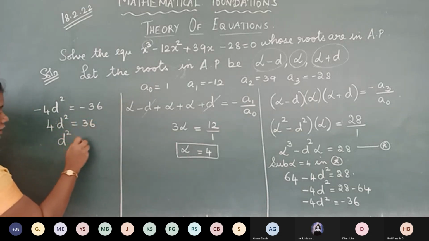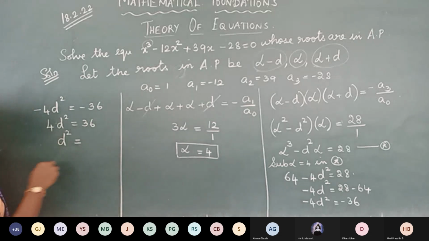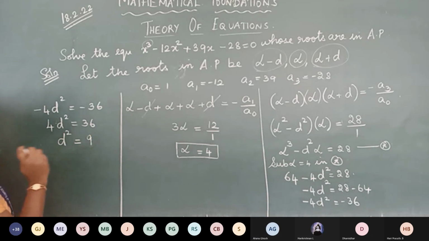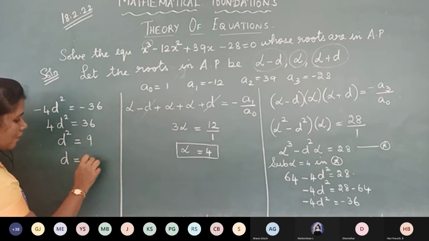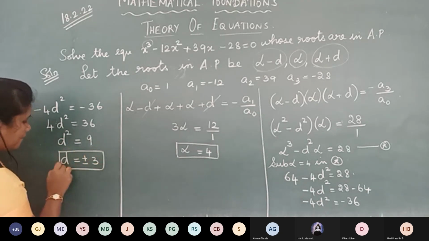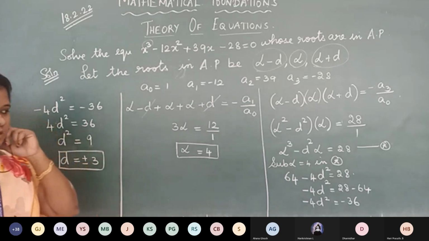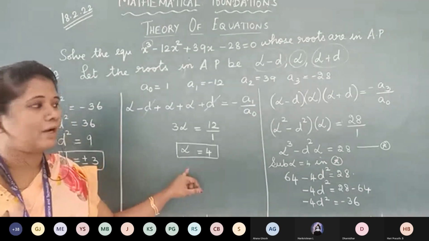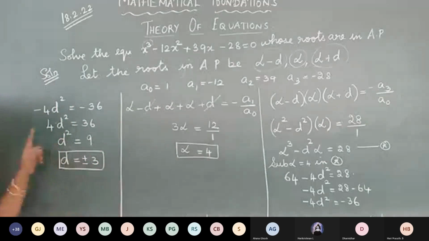Now you need only d, so you take this 4 down. 36 by 4, what do you get? 9. Very good. So d square is 9, and taking the square root, d is equal to plus or minus 3. Till here, did you understand? You're finding out your alpha, and after finding alpha, I'm multiplying it so that I will get the value for d.